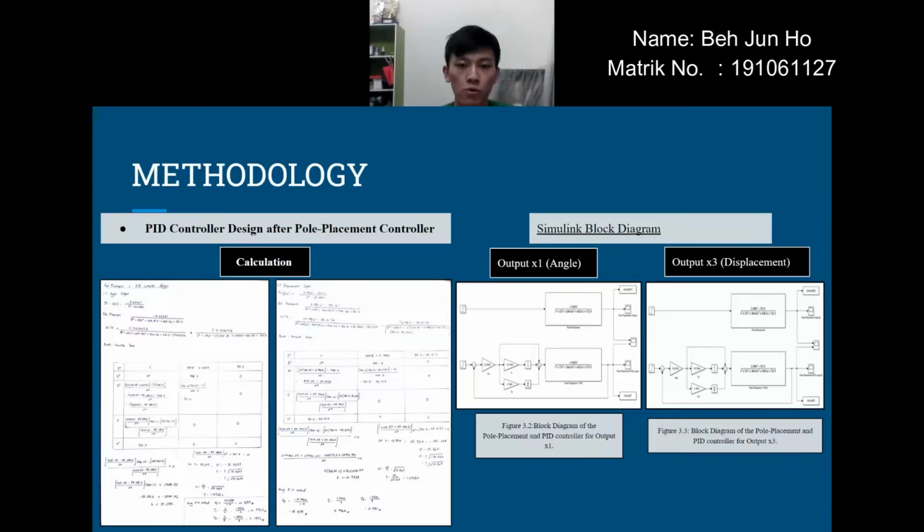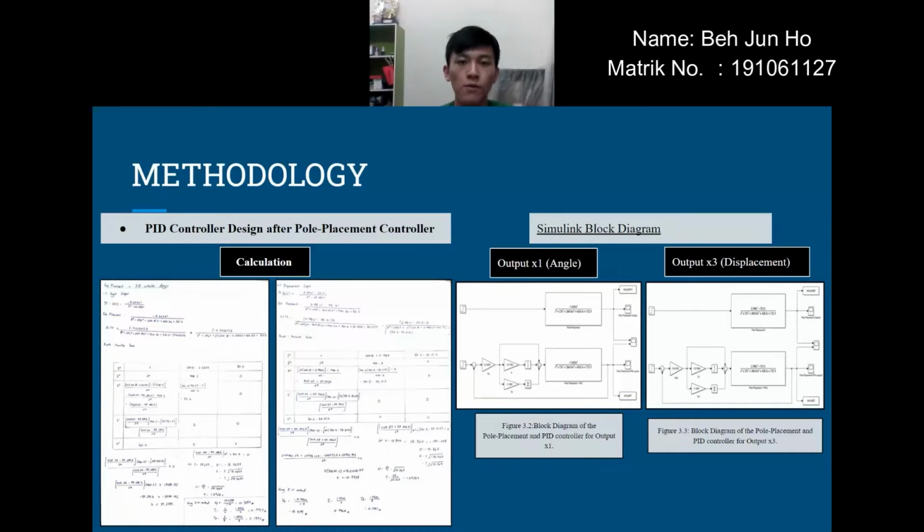So by referring to the Ziegler-Nichols table, we can get a PID controller equation. So this is for the first output. For the second output, same goes with the previous one. They use the same method.